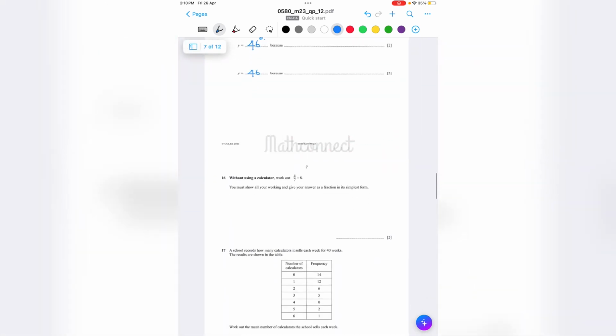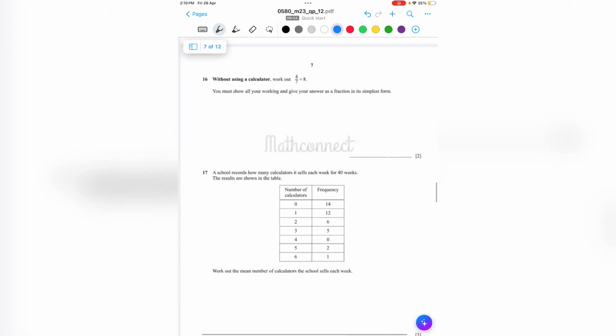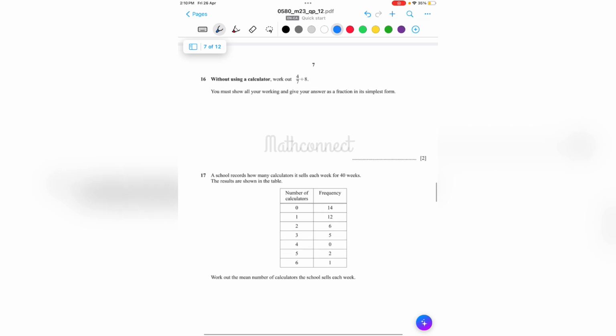So let's move on to question number 16. Without using a calculator, work out 4 by 7 divided by 8. You must show all your working and give your answer as a fraction in the simplest form. So 4 by 7 divided by 8.